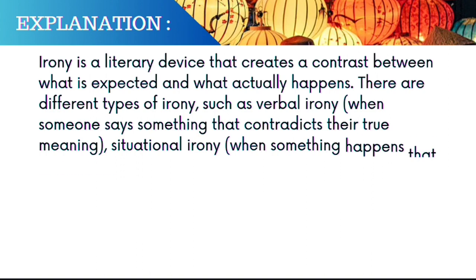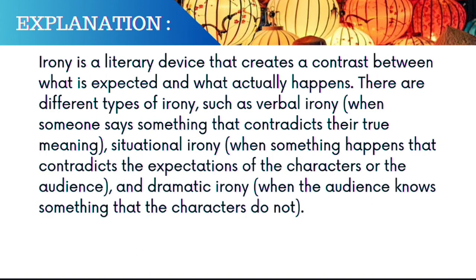Irony. So irony is a literary device that creates a contrast between what is expected and what actually happens. There are different types of irony, such as verbal irony, when someone says something that contradicts their true meaning; situational irony, when something happens that contradicts the expectations of the characters or the audience; and dramatic irony. Dramatic irony is when the audience knows something that the characters do not.